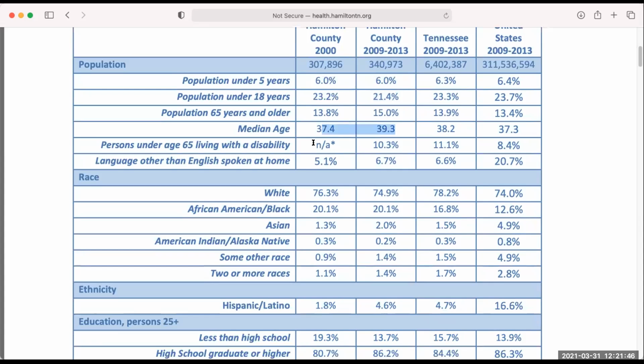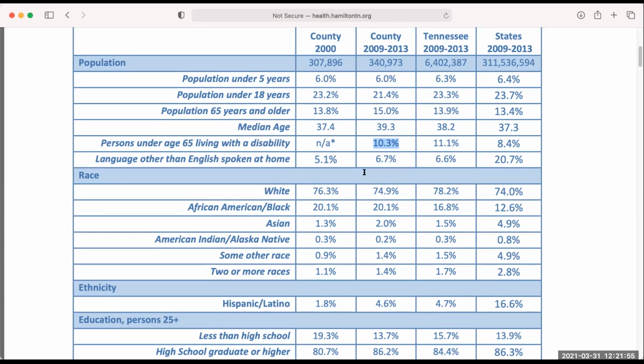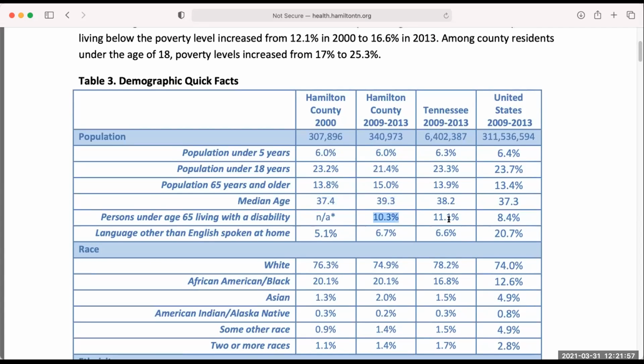And we weren't tracking that disability thing, but we are now. And that's actually a higher proportion than I was expecting. It's less than the state average, but it's a bit more than the national average. Okay. And here's an interesting trend. The increasing percentage of a language other than English spoken at home.